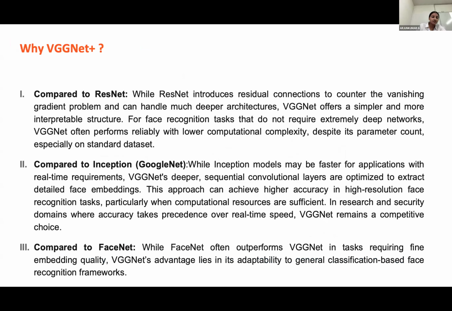So why we have used VGGNet is, as compared to all the popular architectures like FaceNet, Inception, and ResNet, given the dataset and the quantity and quality of the dataset, VGGNet has a lower computational complexity, despite its parameter count, especially on standard datasets.